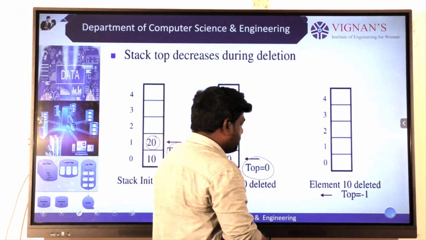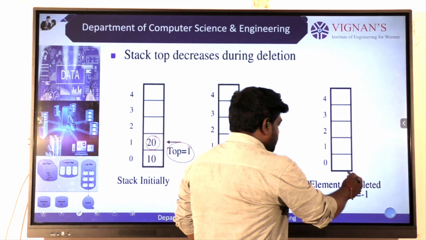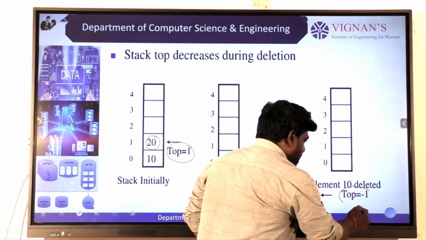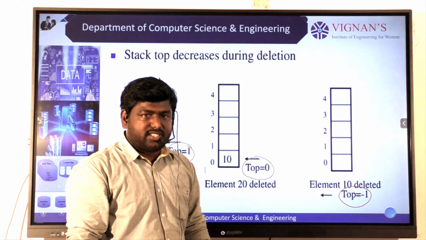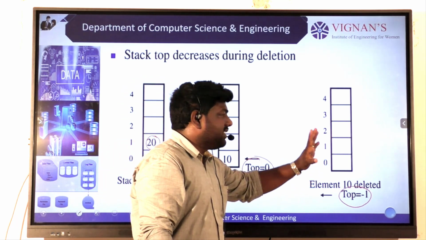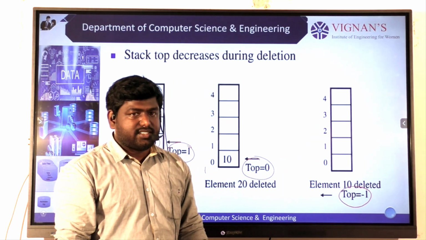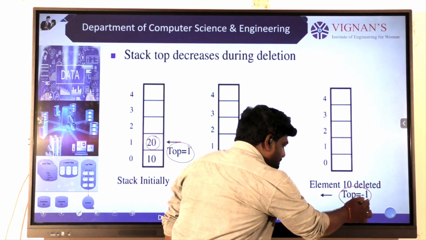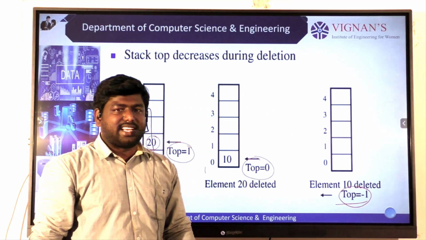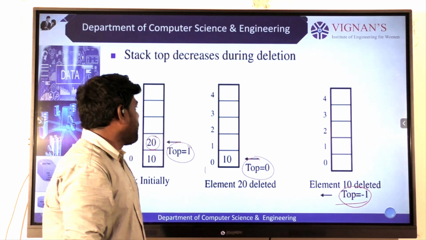Again, if I am trying to delete an element from the stack, we have to decrement the top first, which becomes -1, and then the element is deleted from the stack. So when the top is -1, it indicates the stack is empty.